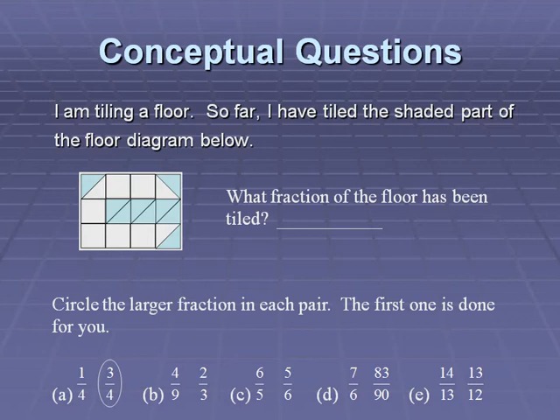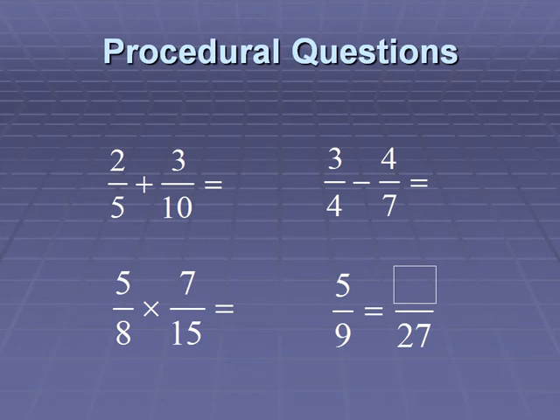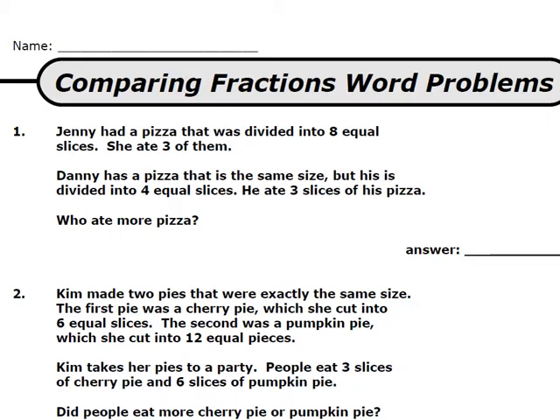And understanding that concept. Here's an example of procedural knowledge when it comes to computation, having a problem and trying to solve it. Here's another type of procedural question. Jenny had a pizza that was divided into 8 equal slices. She ate 3 of them. Danny has a pizza that is the same size, but his is divided into 4 equal slices. He ate 3 slices of his pizza.